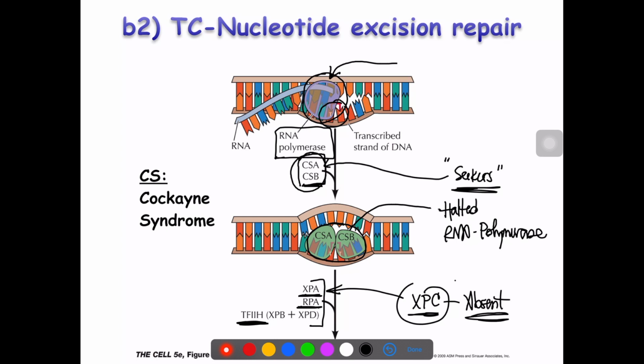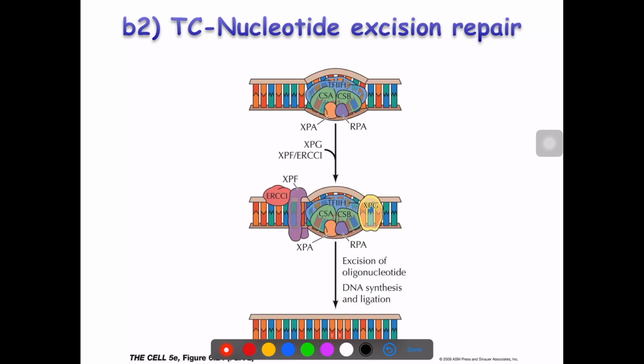So there is no XPC here, but all the other enzymatic players, XPA, RPA, transcription factor 2H, which contains the helicases XPB and XPD, remember those are the helicases, all of the other players are recruited, and they are recruited by Cockayne syndrome A and Cockayne syndrome B. So from the moment that those other players are recruited, the pathway just follows exactly the same dynamics that we have described for global genome nucleotide excision repair.